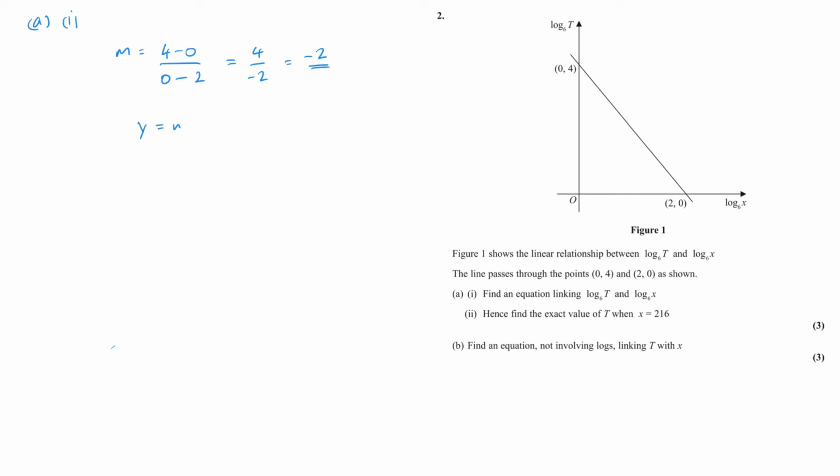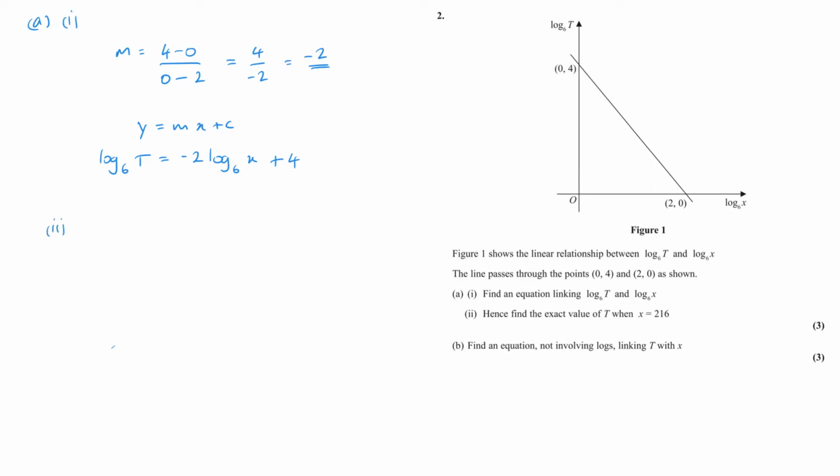And then it's y equals mx plus c. But in this case, y is log t and x is log x. So log t equals negative 2 log x plus c. And c is this value here where the y-intercept, so that's at 4, so it's plus 4.